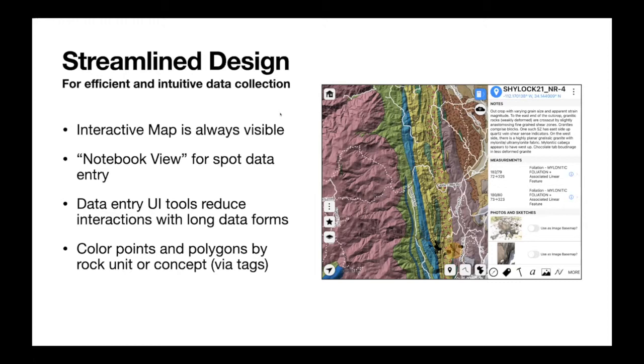And then we have more map customization, including being able to color points and polygons by rock unit or concepts. And that's done using color coding tags.